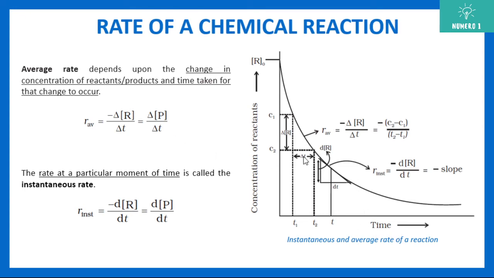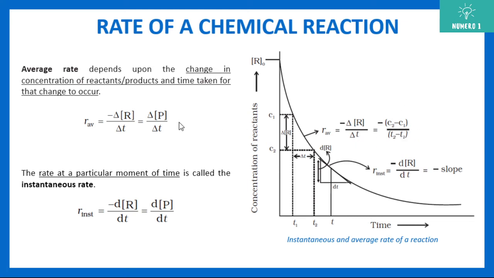So if you want to calculate average rate, you can simply find a time interval, let's say T1 to T2, and you can calculate the delta R. You see, this is delta R and this is your delta T. So this is telling you the average rate. So the change in concentration of reactant per unit time is this.